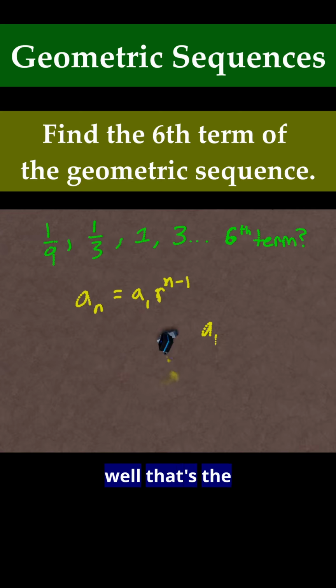So what is a1? Well, that's the first term in the sequence. And what's the first term? It's just 1/9 because it's first. So a of 1 is 1/9.